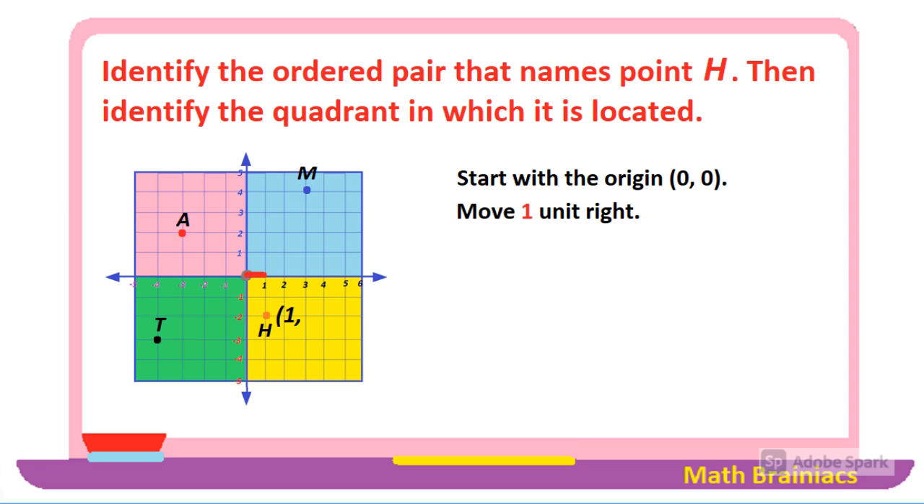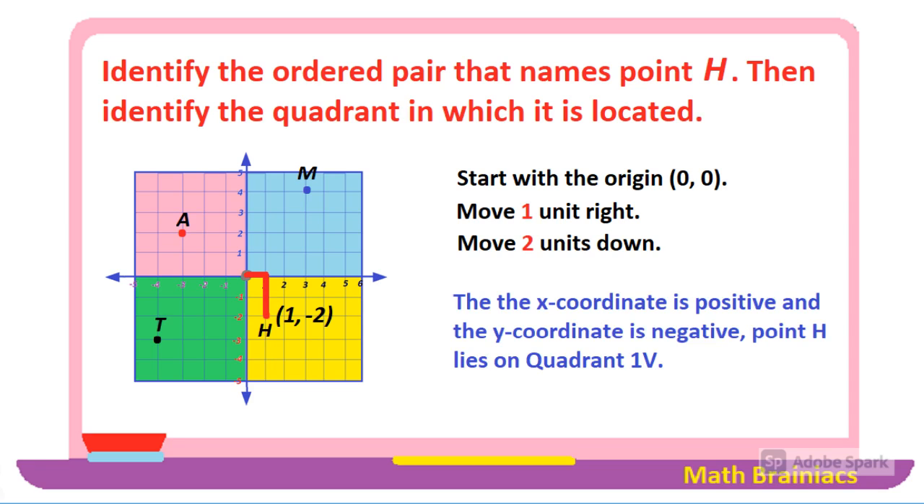Then, from the origin, we need to move 1 unit right, and that is the x-coordinate, which is 1. Subsequently, we need to move 2 units down so that we can reach point H, and that is the y-coordinate, negative 2. Correspondingly, if the x-coordinate is positive and the y-coordinate is negative, point H lies on quadrant 4.